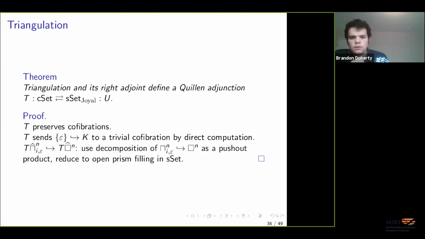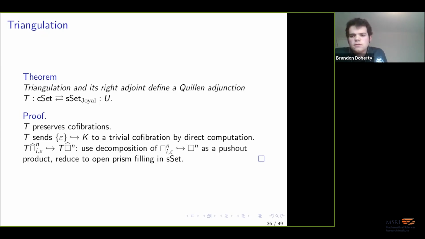So the first thing we show then is that triangulation gives us a Quillen adjunction between these model structures, and that is not too hard to do. It's easy to show that triangulation preserves cofibrations. That's been shown in many other contexts, that it preserves monomorphisms. We can get that just by, it's a left adjoint, so it suffices to just check it on the generating cofibrations, the boundary inclusions, to show that they get sent to cofibrations.